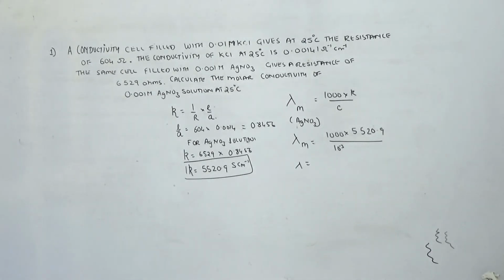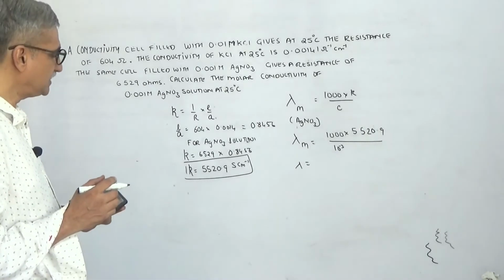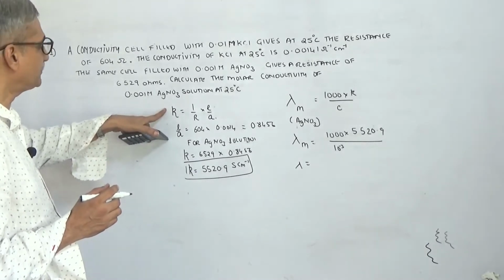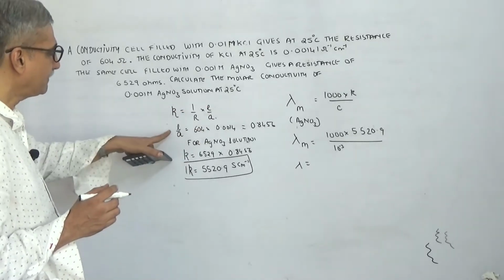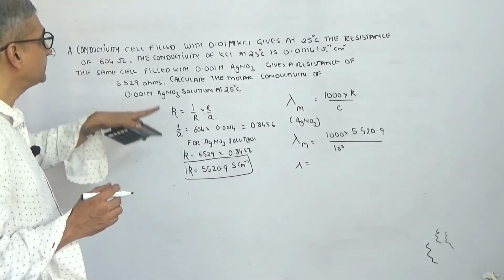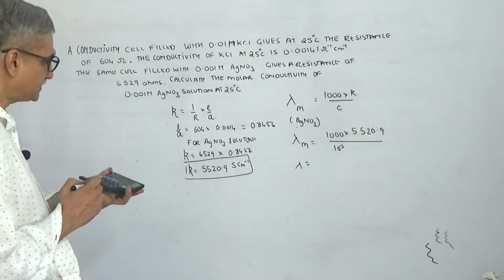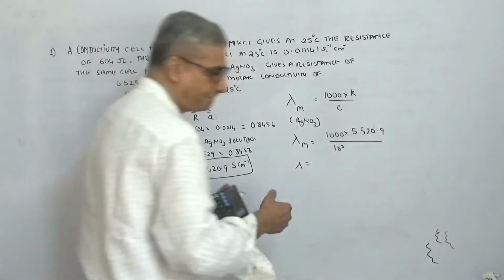Molar conductivity is 1000 into K by C. There is some problem. Let me get this right. Something is going wrong somewhere. K, the conductivity, is 0.014. R, the resistance, was 604. So we got L by A. Once we got L by A, for the second one, L by A remained constant. Wait a minute. There is something over here that has gone wrong.